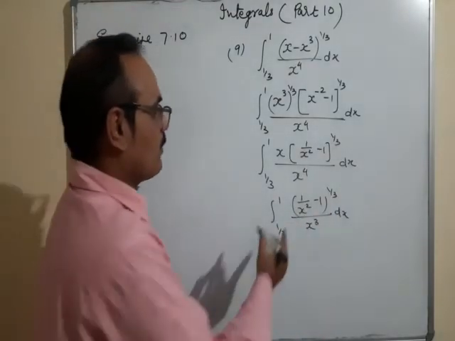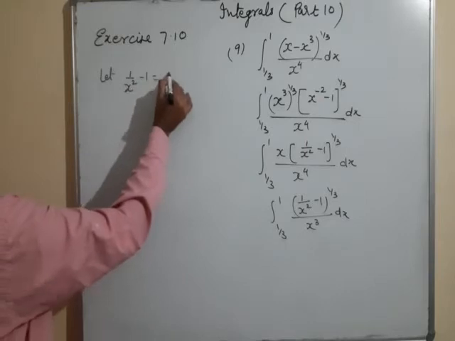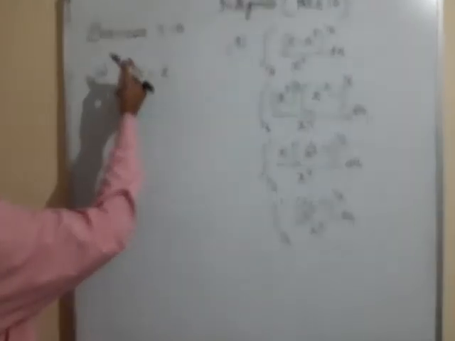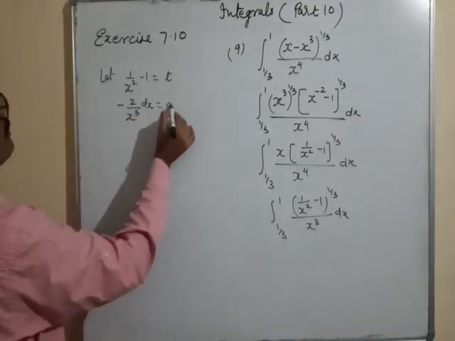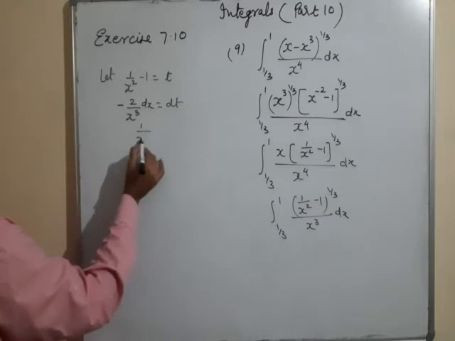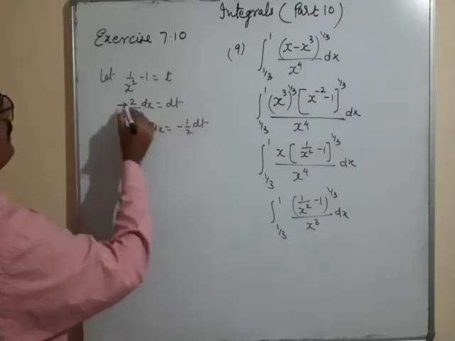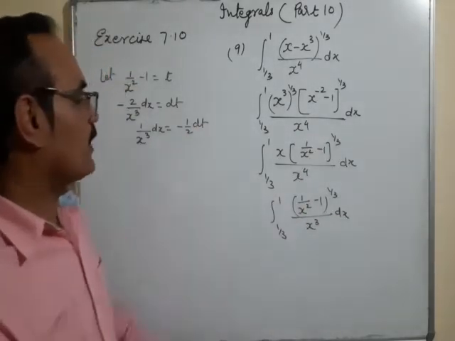Let us take 1/x² − 1 equal to t. Differentiate with respect to x. What is the differentiation of it? −2 is coming here: −2/x³ dx is equal to dt. So 1/x³ dx is equal to −1/2 dt. This −2 will be shifted here.